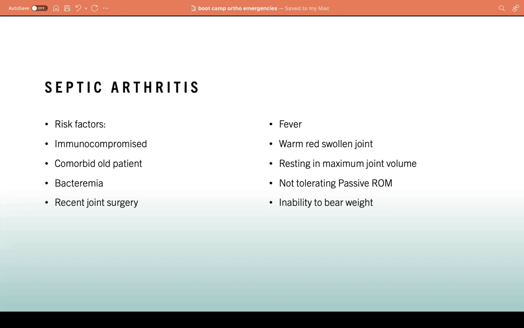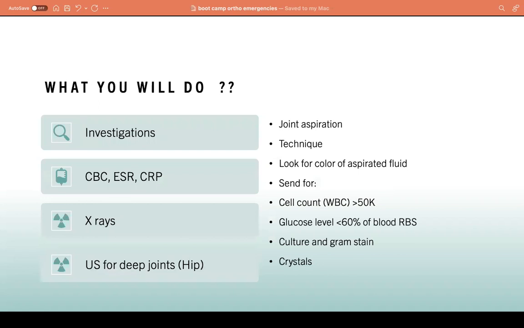For example, the knee, you will find the knee is resting in 20 to 30-degree flexion. You will find the hip resting in flexion, abduction, and external rotation. It's called the FABER position. You will find that the patient is not tolerating any passive range of motion, and definitely he will not be able to bear weight.